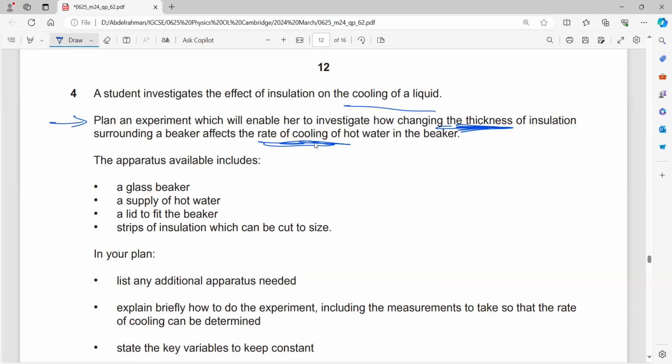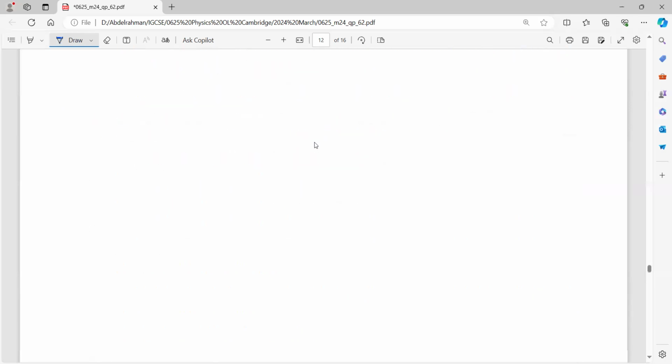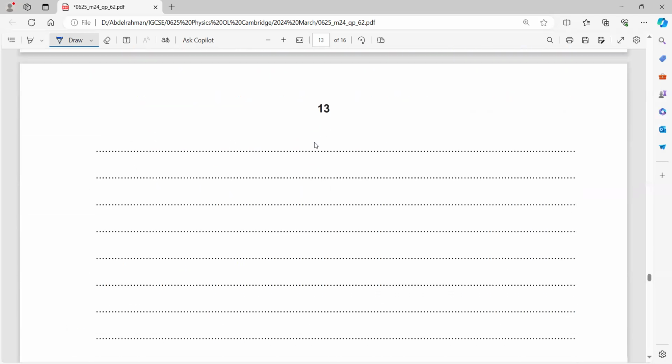Okay, this is quite simple, quite easy. What should we do? What's the independent variable for this question? The independent variable for the question is the thickness of the insulation. So very simply, I will write down the range of values of my independent variable, which is the thickness of the insulation.